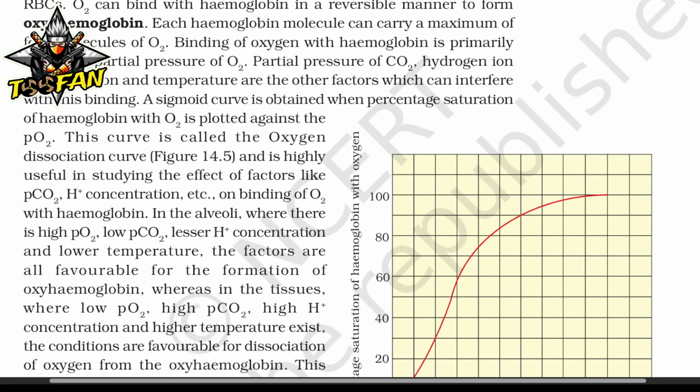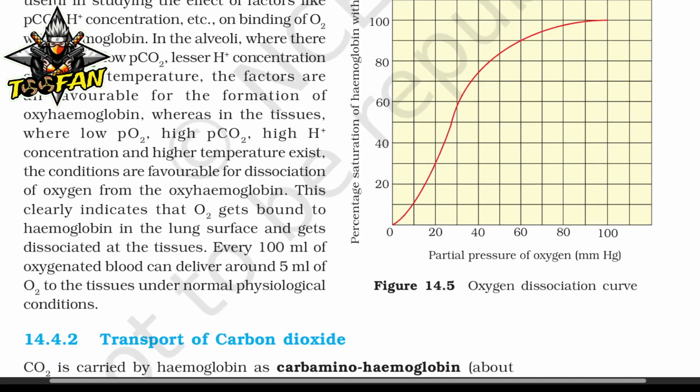In the alveoli, where there is high partial pressure of oxygen, low partial pressure of carbon dioxide, lesser H plus concentration, and lower temperature, the factors are all favorable for the formation of oxyhemoglobin, whereas in tissue, where there is low partial pressure of oxygen, high partial pressure of carbon dioxide, high H plus concentration and higher temperature, the conditions are favorable for dissociation of oxygen from the oxyhemoglobin.